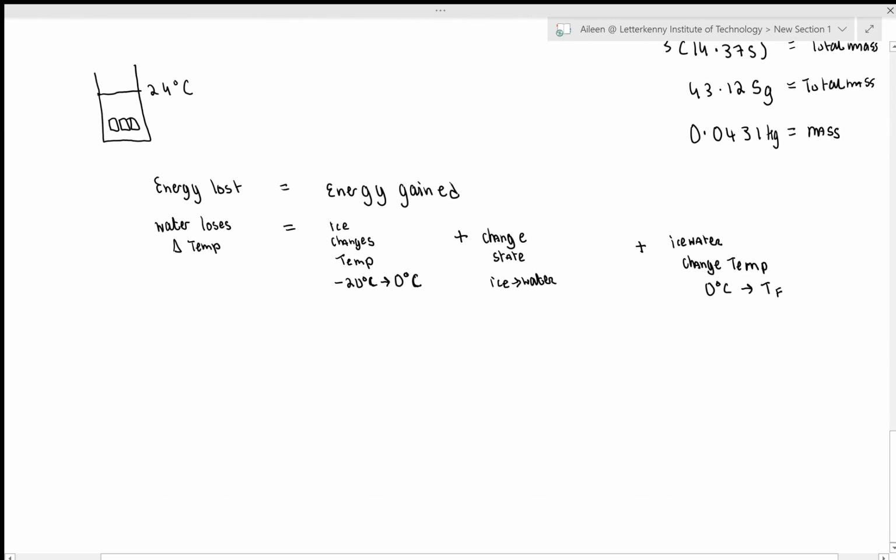Okay, so putting in our equations from here, we have mc delta T of our water is equal to mc delta T, where C here is the specific heat capacity of your ice, plus Lm of your ice, where L is your latent heat of fusion as it's changing from an ice to a liquid, and your mass is the mass of your ice, plus mc delta T, where C here is your water, so the ice is changed to water, and then it changes temperature from 0 degrees to some final temperature. Okay, can you fill in the equation from here?